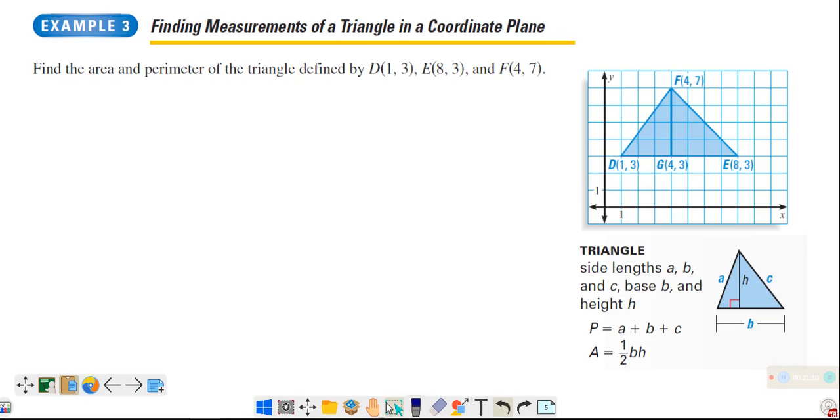So, unahin natin si perimeter. Okay, so si perimeter, it is A plus B plus C. So, this is the first side, the second side, and the third side. So, wala tayong measurement ni FD, wala tayong measurement ni FE, wala tayong measurement ni DE.